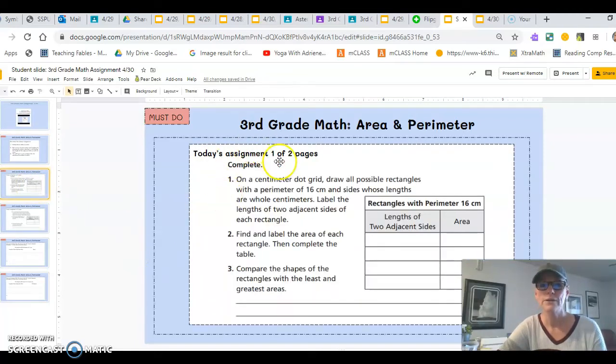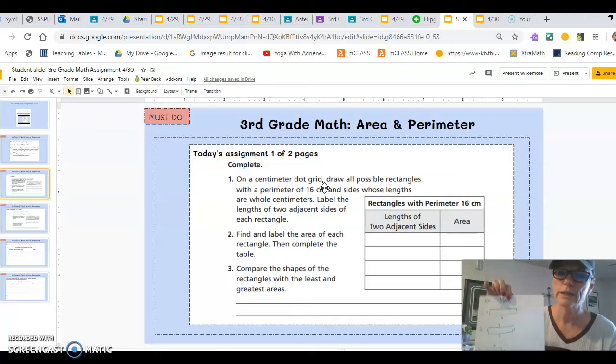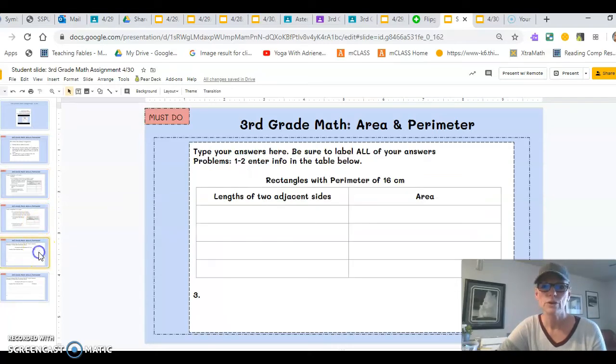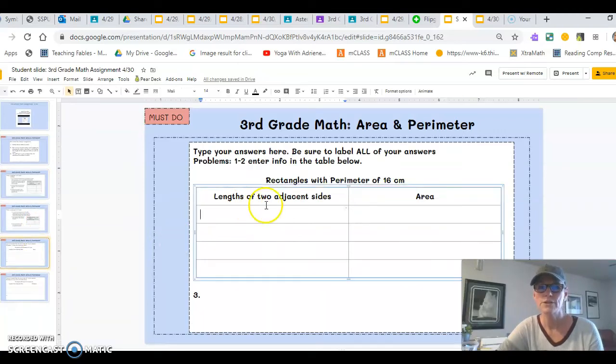So here we go. Here's one of 2 pages of the worksheet. You're going to draw out, it says centimeter on a centimeter dot grid. Don't worry about that, boys and girls, because you don't need it. Just draw out your rectangle and label the sides. You're going to find the information. Please don't try to type into this slide. This is a challenge for me to get students to follow the directions. You're just going to solve it on paper. And then you go to this slide. Hey, there's a table. This is where you answer the questions. Here's the length of the 2 adjacent sides and the area.